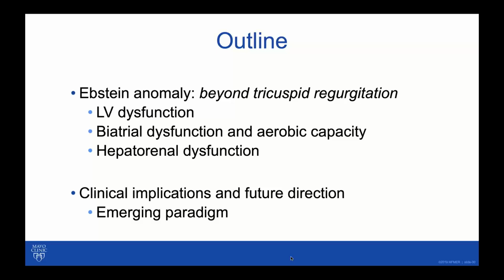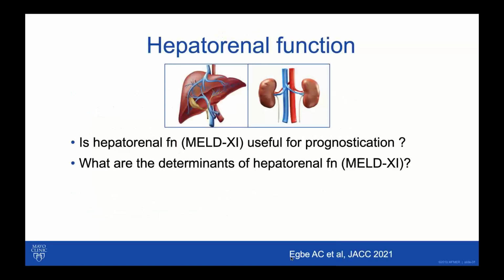So back to our outline. We've talked about LV dysfunction, talked about atrial dysfunction. So let's move on now to the last one, which is hepatorenal dysfunction. Again, we're going to address two questions. I'm sure you're noticing a pattern here now. First, is hepatorenal function as measured by the MELD XI score useful for prognostication? And two, what are the determinants of hepatorenal function?